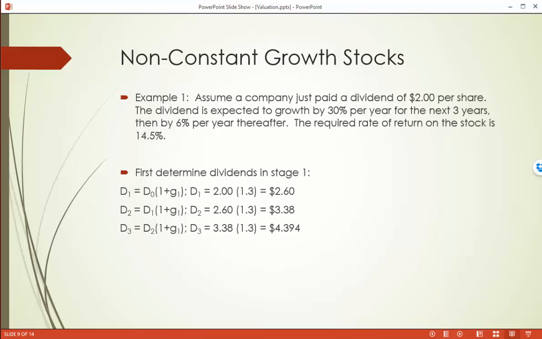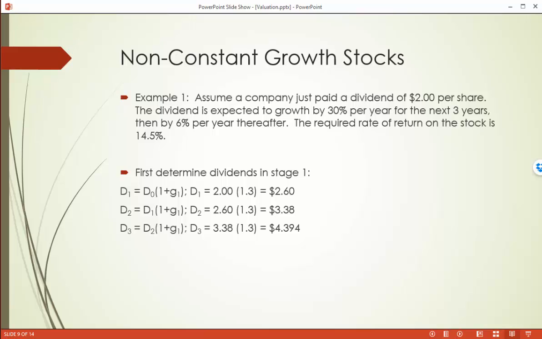We're going to look at a company that has just paid a dividend of $2. So that's a special code word for D0 equals $2. The dividend is expected to grow by 30% per year for the next 3 years, and then 6% per year thereafter. So the 6% is the normal growth rate. The required rate of return on the stock is 14.5%, and what we want to do is find out what the value or the price of that stock should be.